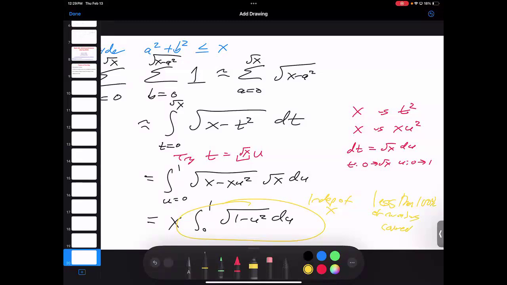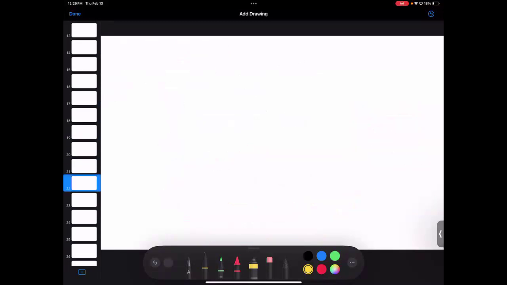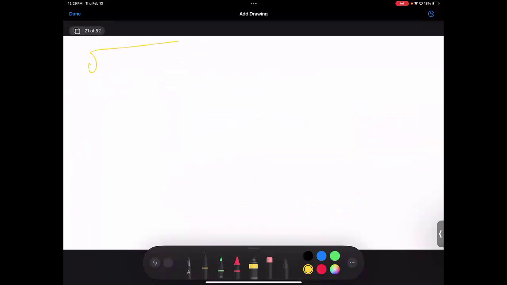If I try to do this quickly, the integral of the square root of 1 minus u squared du, where u goes from 0 to 1. All right, so I said u equals sine of theta, du is cosine theta, u goes from 0 to 1, so theta goes from 0 to pi halves. Yes. And that's why you use sine, not cosine.